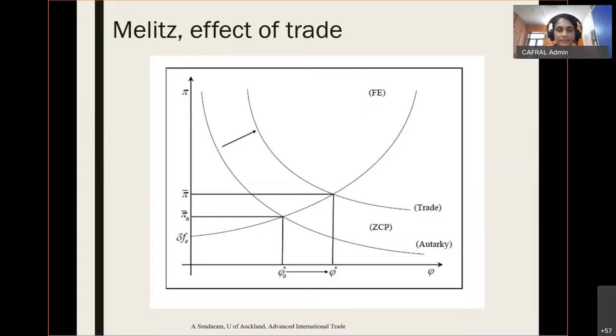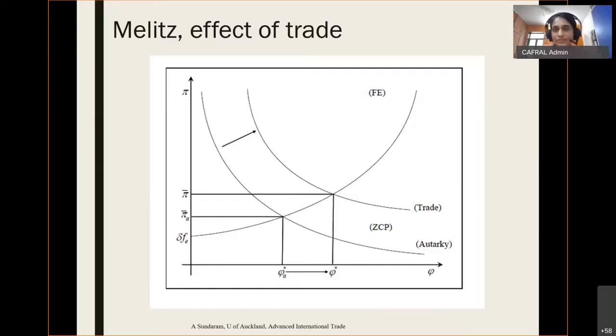Yeah, another question: according to the Melitz model, what improves trade other than productivity? Very good question. Can the policymakers among the participants put your policy hat on? What is the policy implication here? What makes firms export?